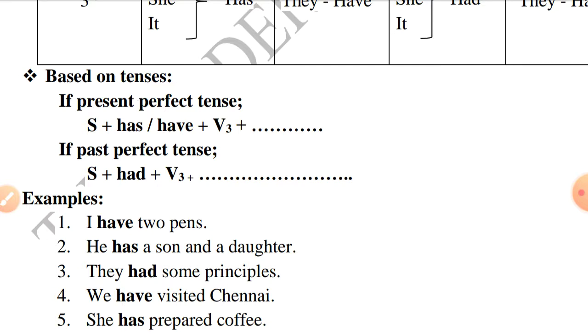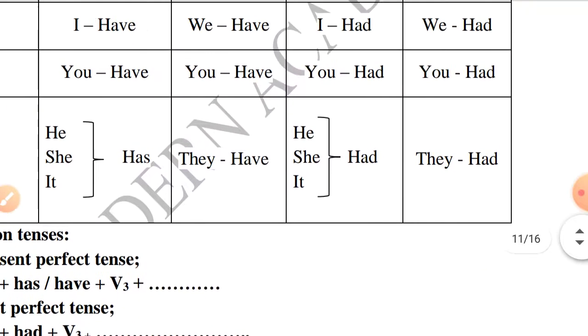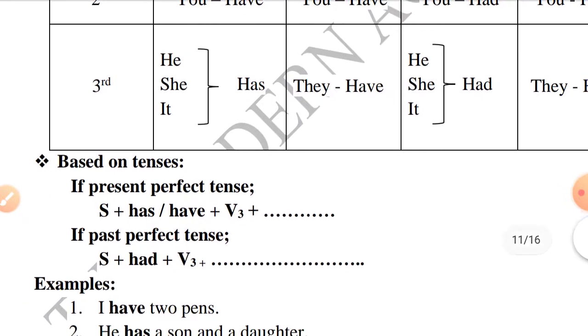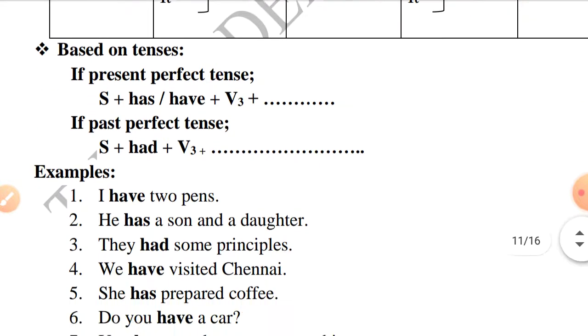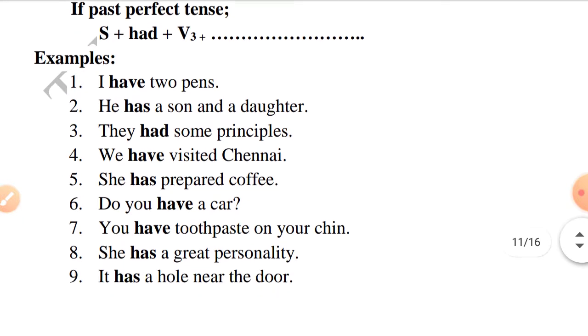What is the rule for past perfect tense? First is subject, then whatever it may be, singular or plural, there we have to use had form, the past tense of have form. Okay, so the past tense form of have form is had. So whether the subject may be I, we, you, they, he, she, it, whether it is first person or second person or third person, for everything we have to use had. So here the rule is subject had plus V3, then remaining part of the sentence.